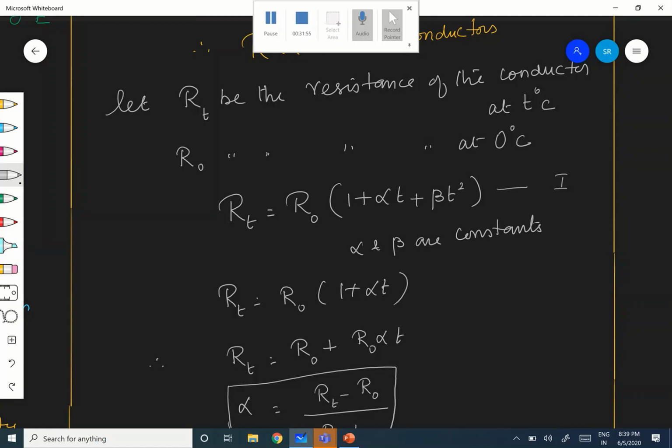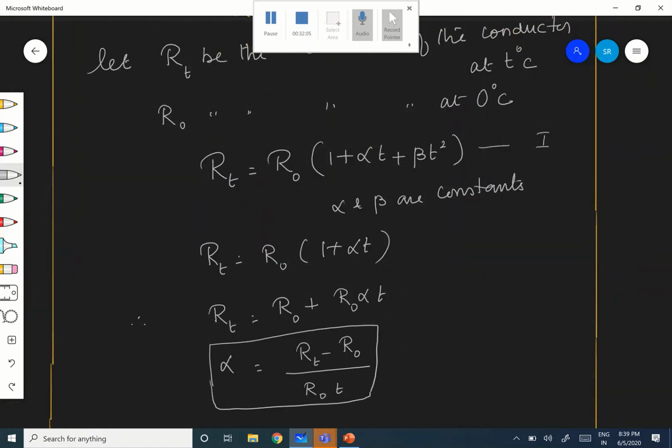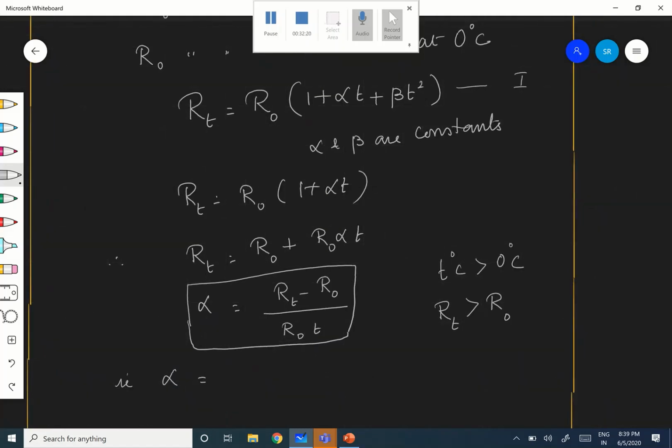Therefore, definitely, your RT has to be larger if T degree Celsius is more than 0 degree Celsius. Therefore, you can show RT has to be more than R naught. As you increase the temperature, the resistance will increase. Therefore, RT minus R naught can be said to be the increase in resistance.